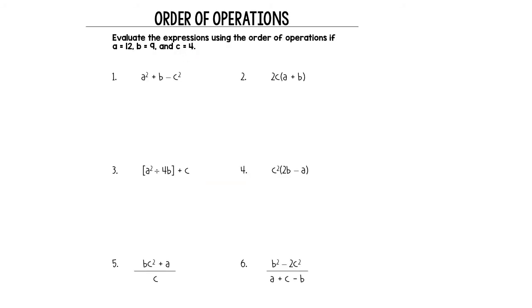All right, last part today, we're going to look at what happens if we plug a number into an expression and evaluate. So we're going to use A equals 12, B equals 9, and C equals 4 for all 6 of these problems. Let's plug these in. We've got A squared, which is 12 squared, plus B, which is 9, minus C squared, which is 4 squared. No parentheses, so we can move on to exponents. We've got 2 of those, 144 plus 9 minus 16. Well, 144 plus 9, if we're going to move from left to right, is 153 minus 16.